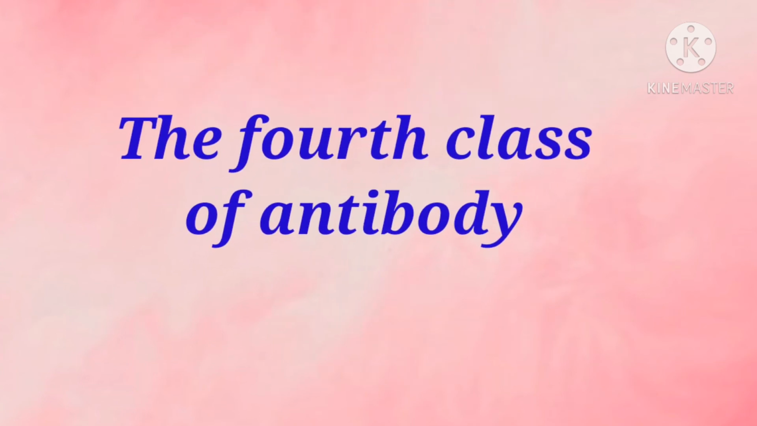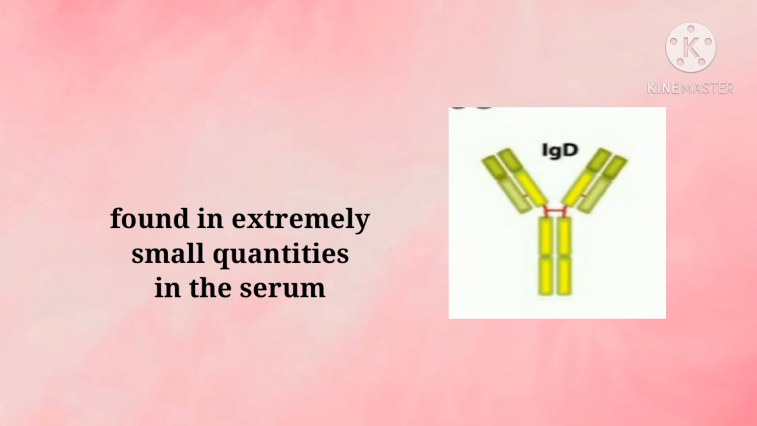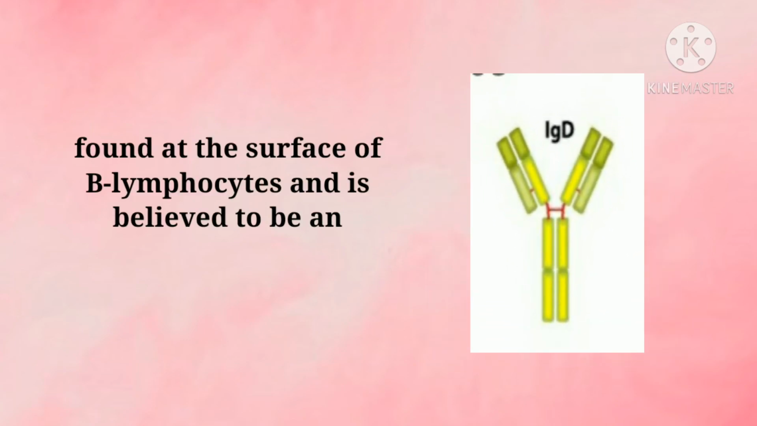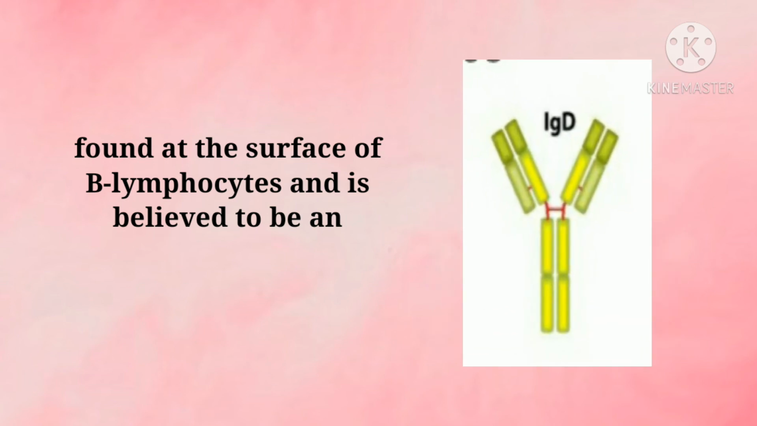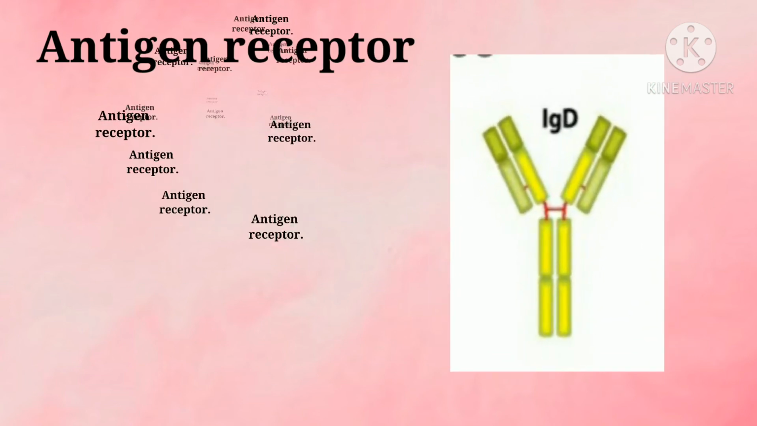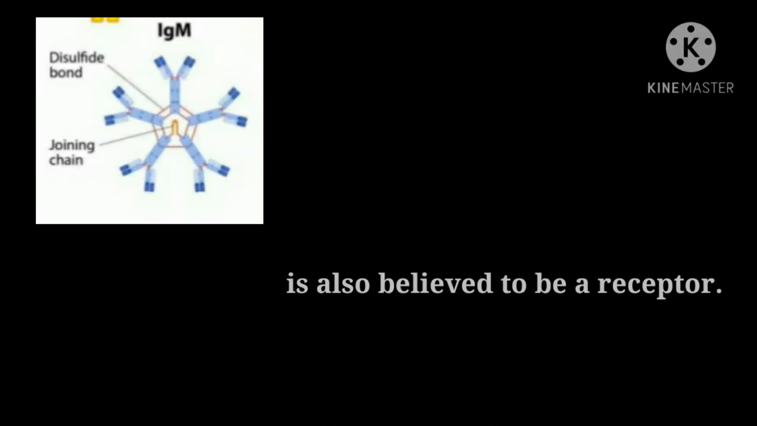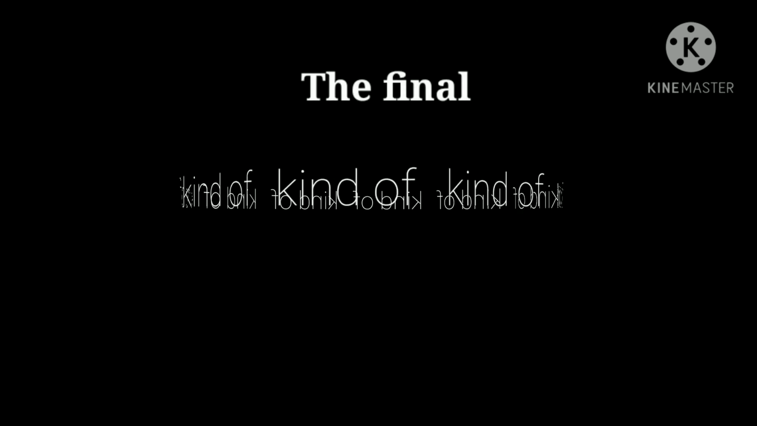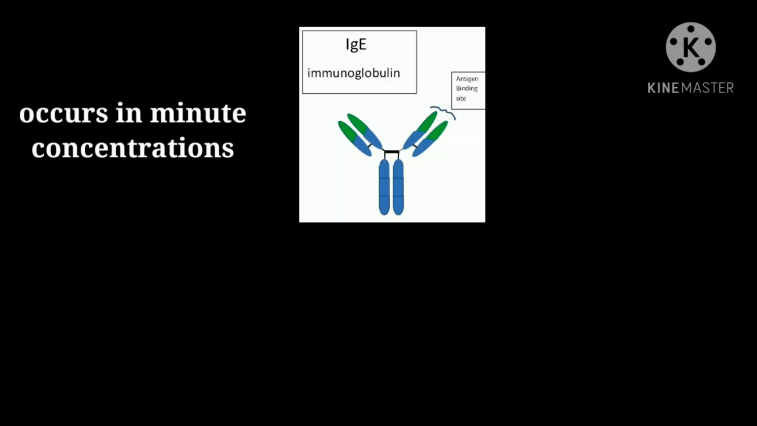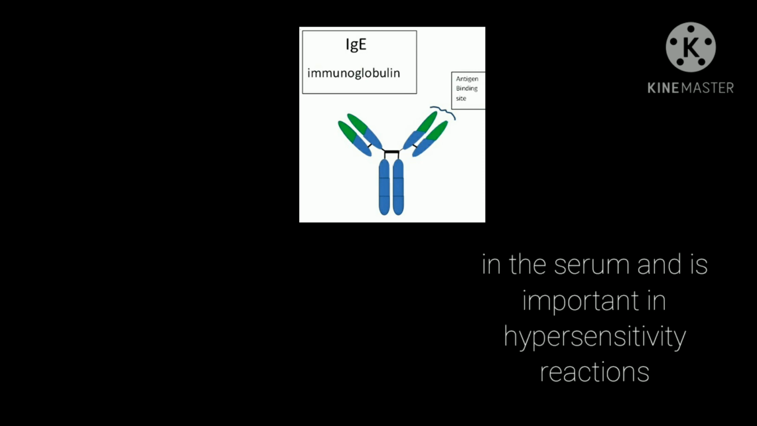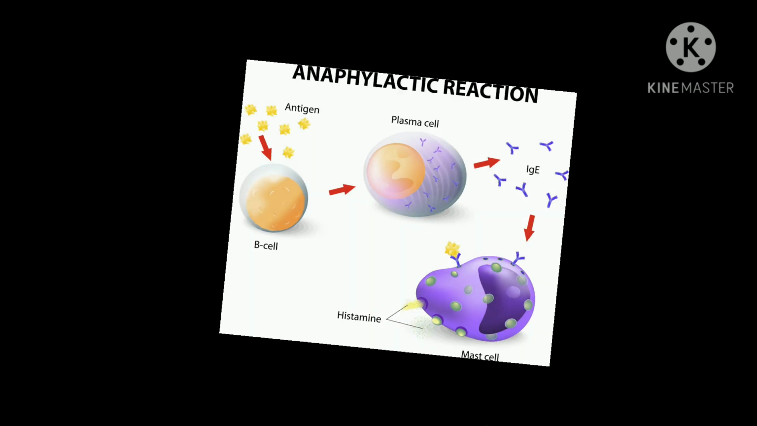The fourth class of antibody, IgD, is found in extremely small quantities in the serum. IgD is found on the surface of B lymphocytes and is believed to be an antigen receptor at this location. IgM is also believed to be a receptor. The final kind of antibody, IgE, occurs in minute concentrations in the serum and is important in hypersensitivity reactions, especially the anaphylactic reaction.